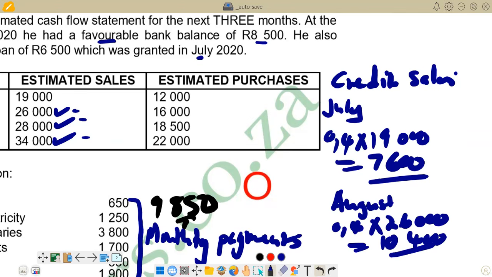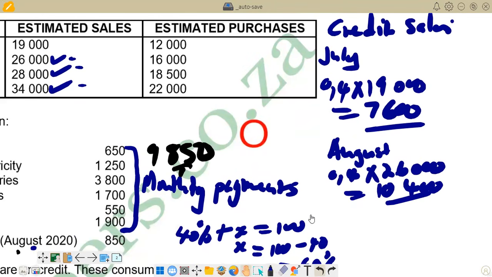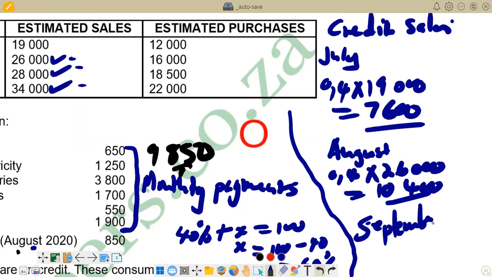Lastly, now we have September. For September, again, we are saying 0.4. We multiply by the sales for August. And for August, we have 28,000. So we multiply by 28,000. And then what we are going to get there, 11,200.